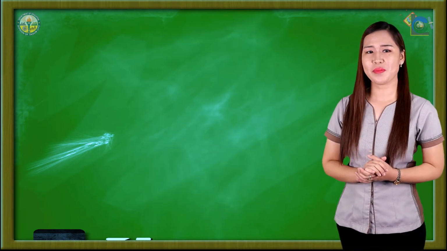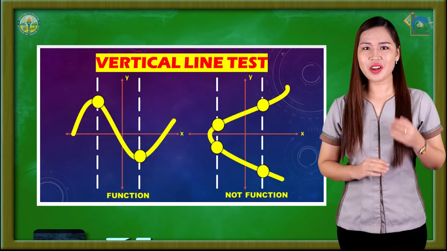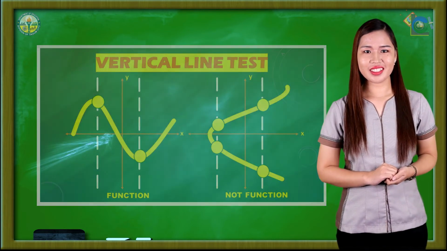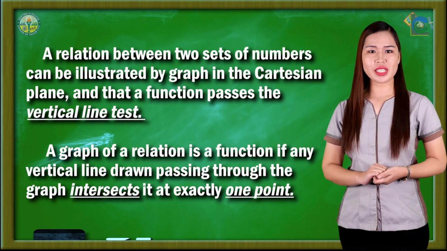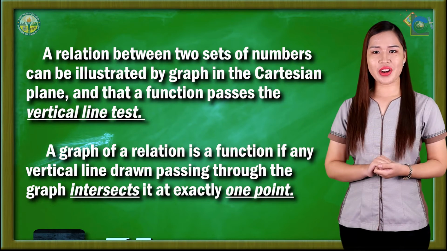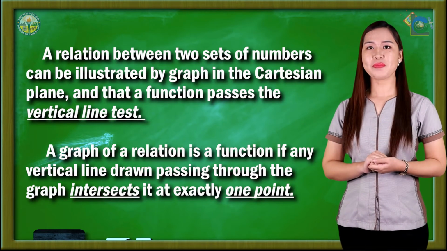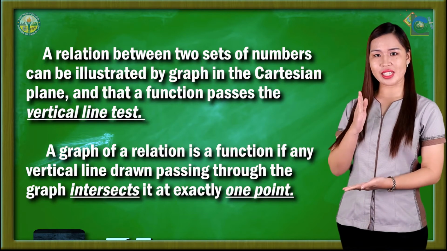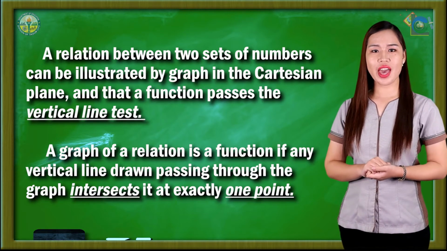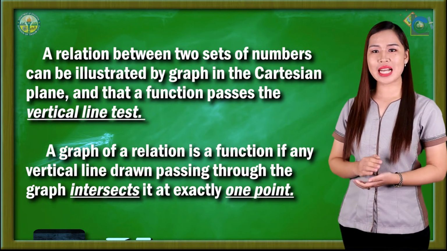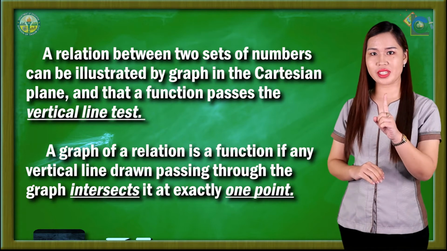Do you still remember the vertical line test? Let's recall. A relation between two sets of numbers can be illustrated by a graph in the Cartesian plane, and a function passes the vertical line test. A graph of a relation is a function if any vertical line drawn passing through the graph intersects it at exactly one point.